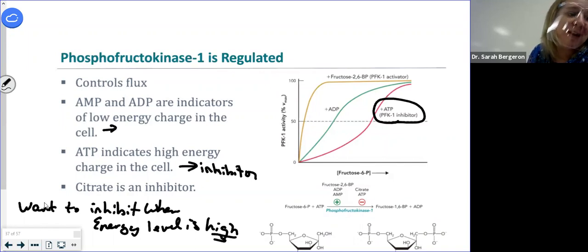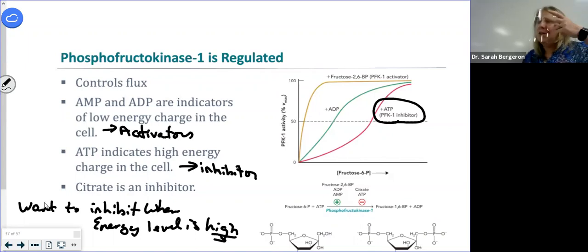AMP and ADP are indicators of low energy charge. So what are those going to be? They're going to be activators. Okay, so I just labeled them wrong in class. Y'all got that? Y'all okay on that?